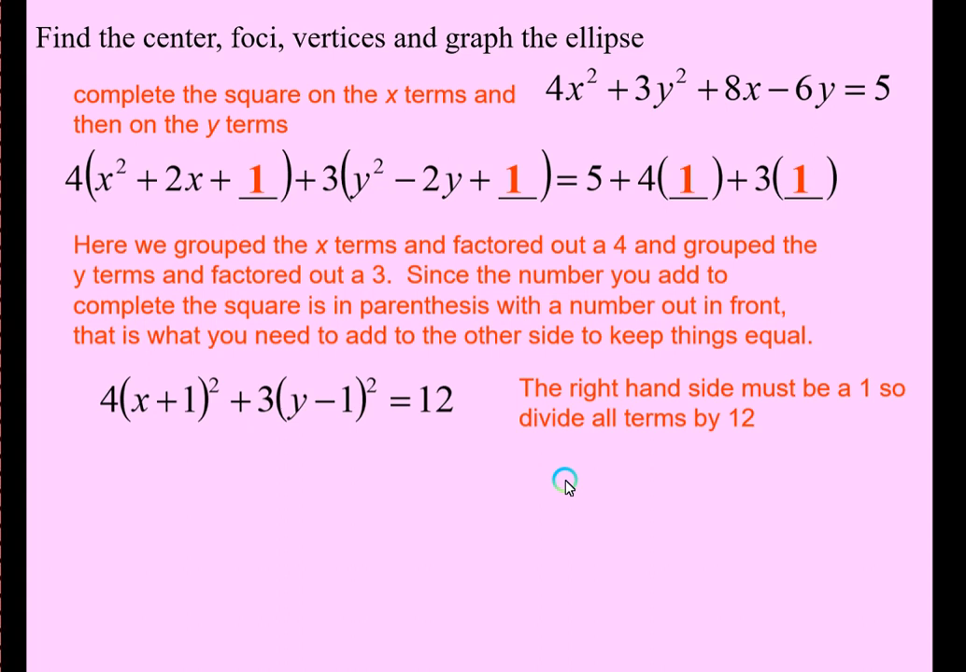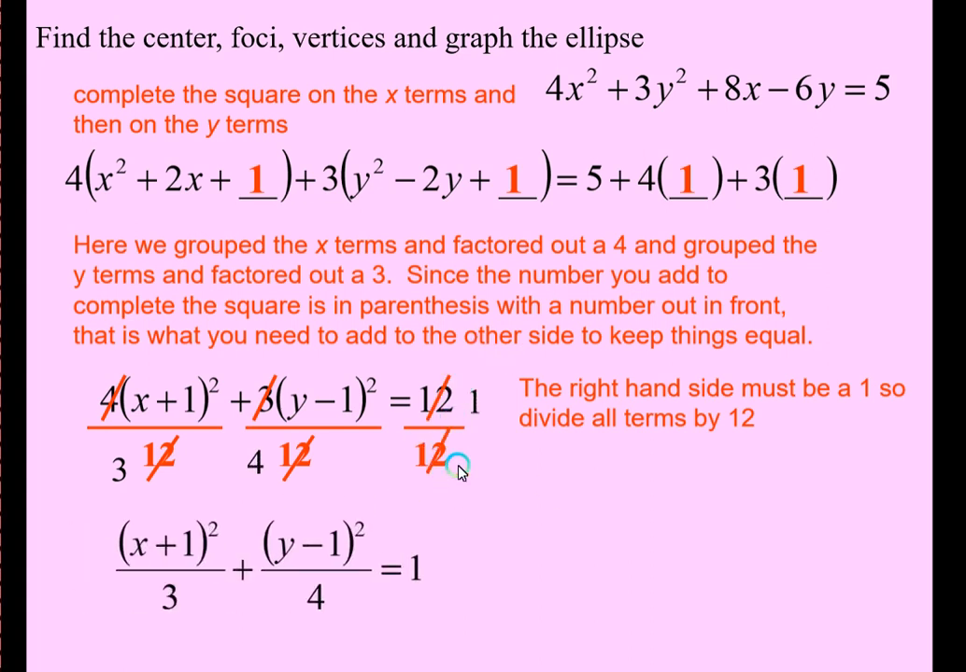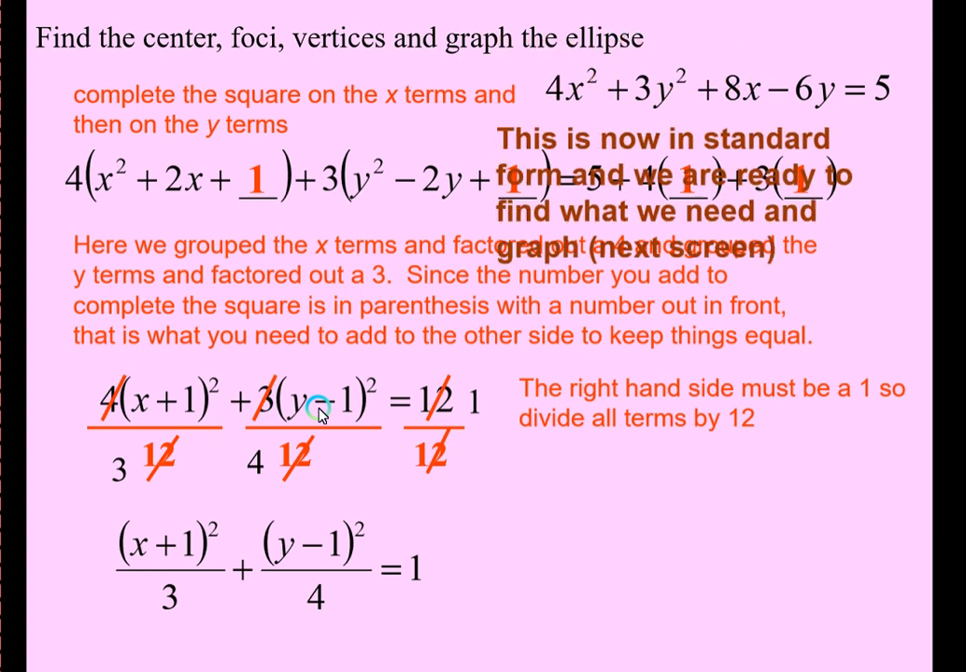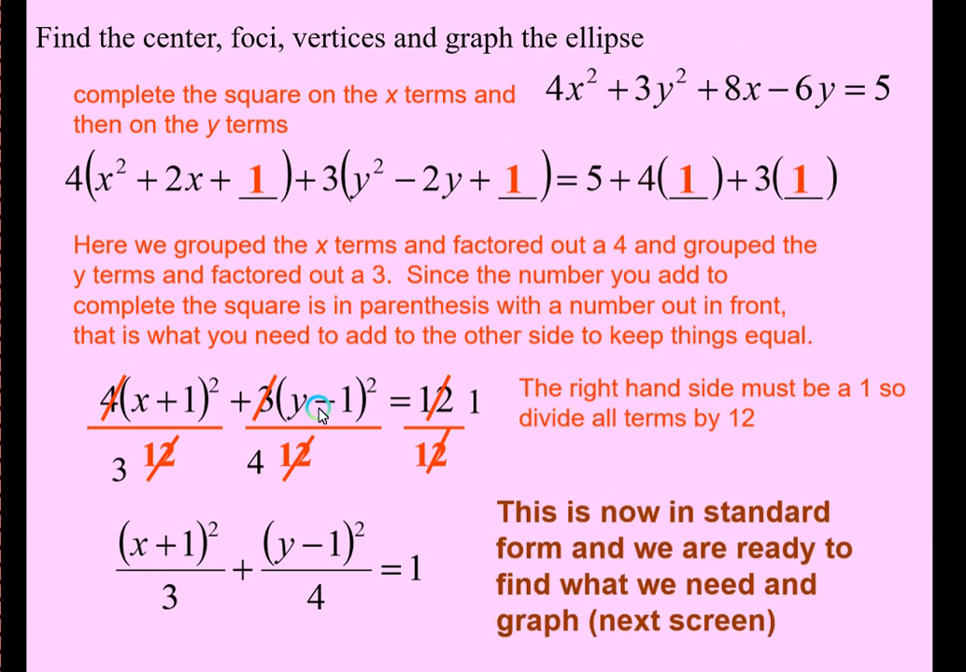The right side must be 1. If you have seen the general form of the equation, the right side is always equal to 1. So divide by 12 both sides of the equation. So we will have 1 on the right. Dividing, our answer will be 3, and for this one will be 4, this will be equal to 1. So this one is now the equation of our ellipse. This is now the standard form and we are ready to find what we need to graph our ellipse.